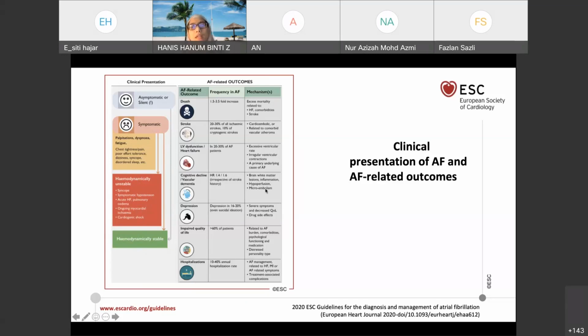Now, like I said, why is AF important? Because of these outcomes.